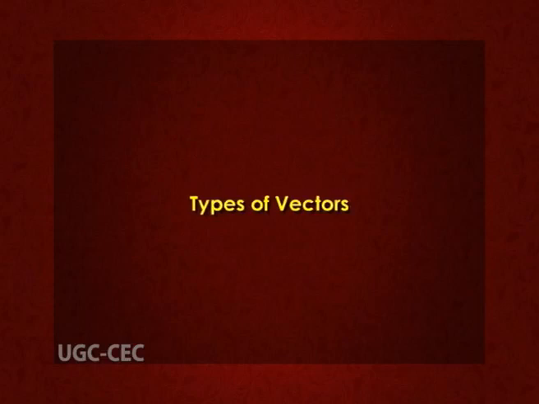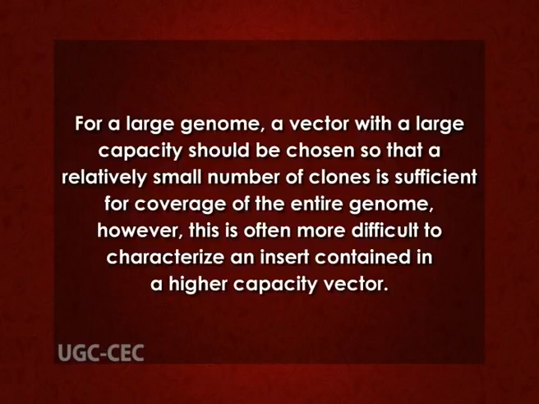Now, the various types of vectors. Genome size varies among different organisms, and the cloning vector must be selected accordingly. For a large genome, a vector with a large capacity should be chosen so that a relatively small number of clones are sufficient for coverage of the entire genome. However, it is often more difficult to characterize an insert contained in a higher capacity vector.